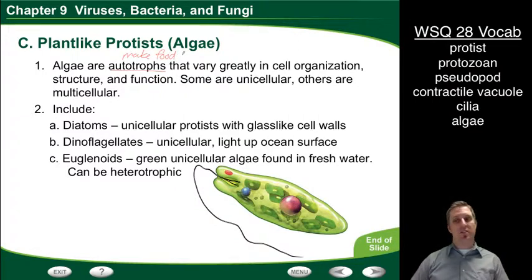They vary greatly in their cell organization, their structure and function. Some are unicellular, others are multicellular, and they really break down into a few major groups. There are about six of them, but the first one we have are called diatoms. Diatoms are unicellular protists that have these glass-like cell walls. They almost look like stained glass if you look at them under pond water.